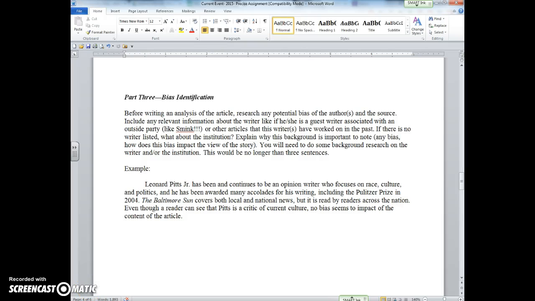All right. So the third element of the rhetorical, or excuse me, the current event or the rhetorical précis is the bias identification. And this is where you're looking at the source itself, so both where it was published and the author, to identify any potential bias.